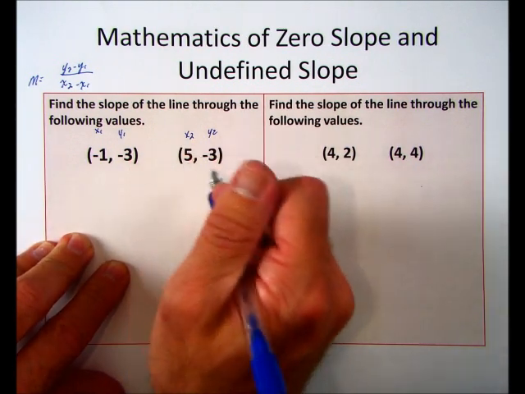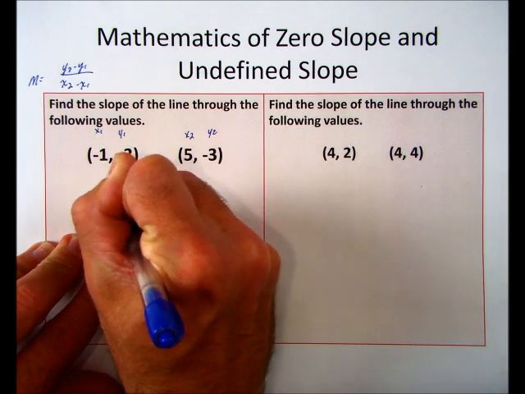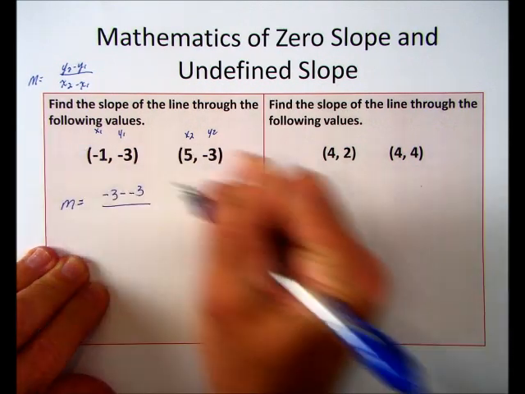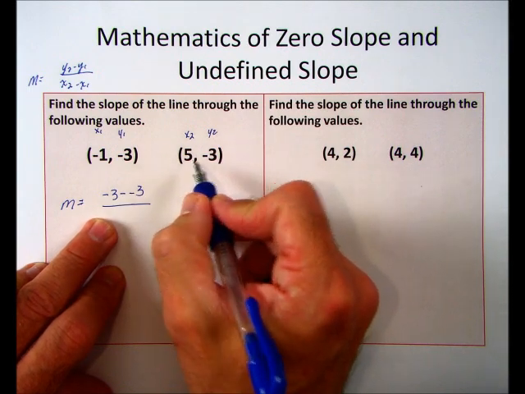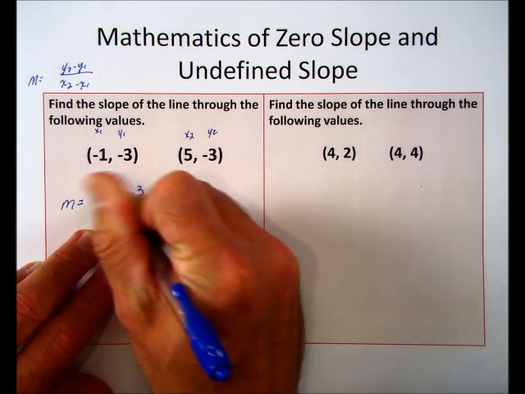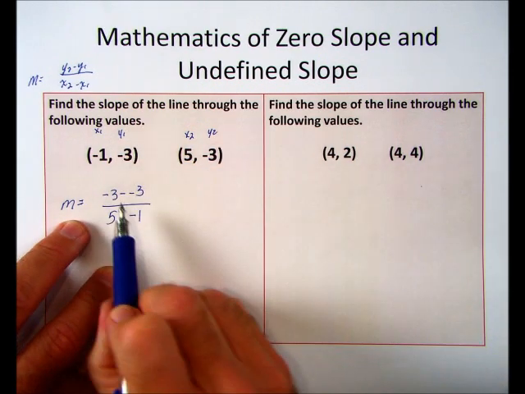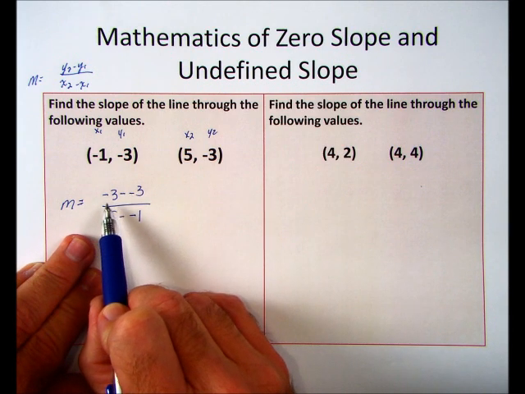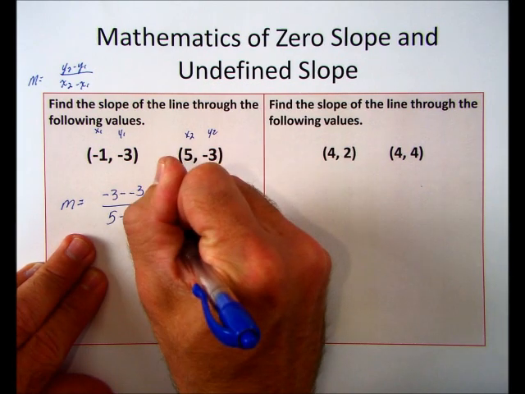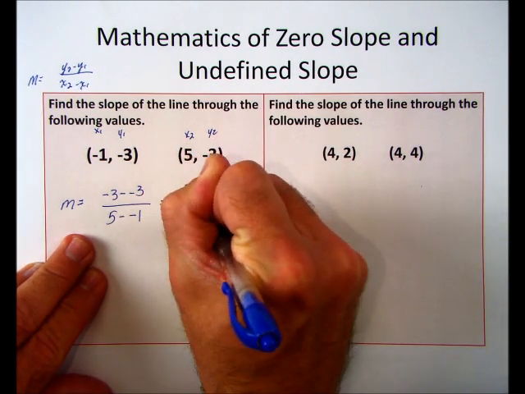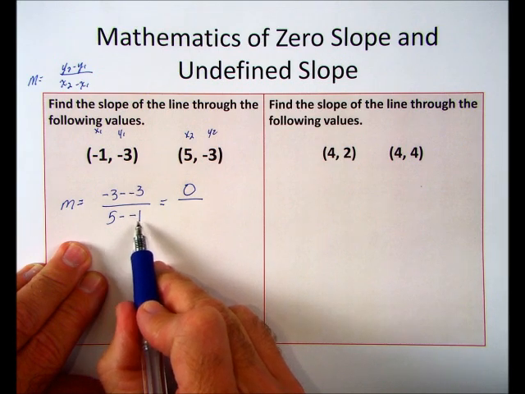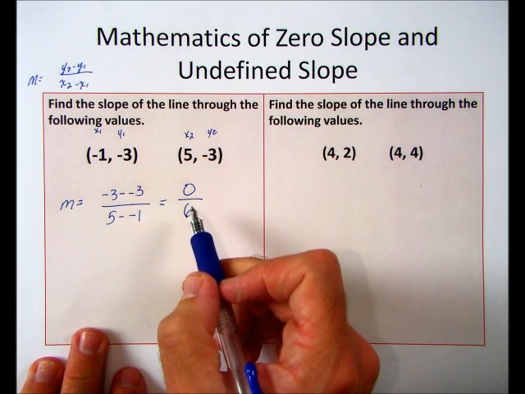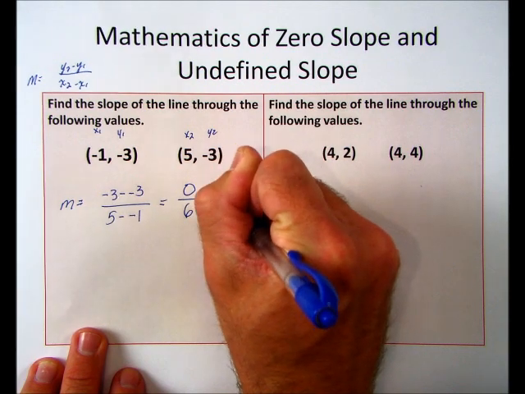So, y sub 2 is negative 3 minus y sub 1, which is also negative 3, over, I need to label that as slope or Mr. Lamy will get me, over x sub 2, which is 5, minus x sub 1, which is negative 1. All right, if you subtract a negative, it's the same as positive. We start out with a negative, so negative 3 plus positive 3 is simply 0. And 5 minus negative 1 is 6. So in this case, the slope is 0.